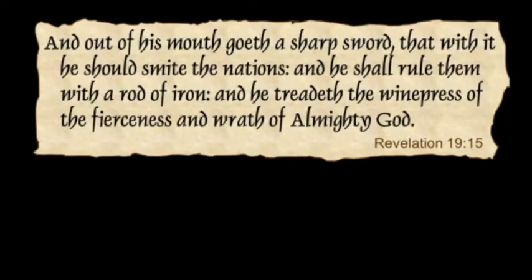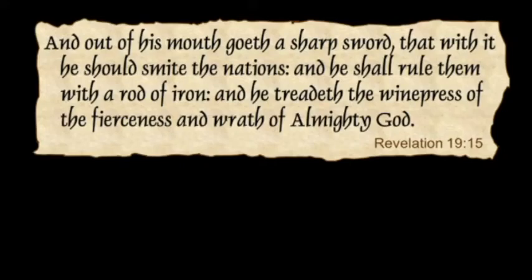Wild stuff. Is this really going to happen? Is this just academic? Is this somebody's fanciful conjecture? No. This is real. This is as real as it gets. And it is coming. And out of his mouth goeth a sharp sword, that with it he should smite the nations, and he shall rule them with a rod of iron. Boy, there it is again. Rule them with a rod of iron.